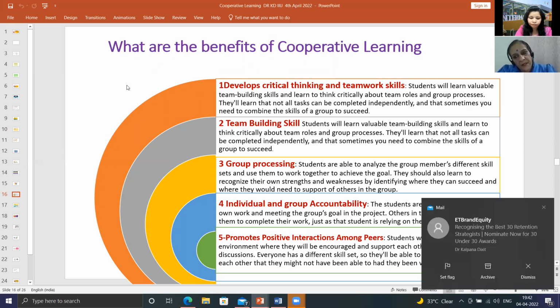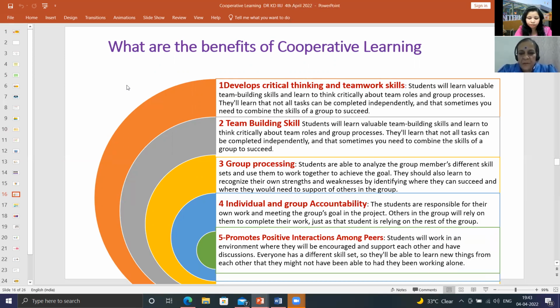Students are able to analyze the group members' different skill sets and use them to work together to achieve the goal. Some students are very strong in communication skills, some are very competent in technical skills, some are very good in creative writing, some are very good in presenting the project report nicely and smartly. So there are different sets of skills in a particular group. So students are utilizing these skills and giving a very effective and smart project in the classroom.